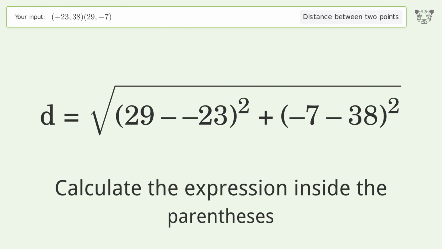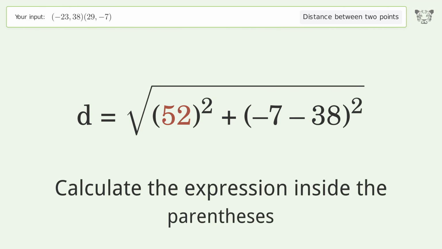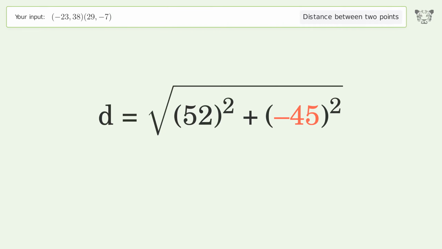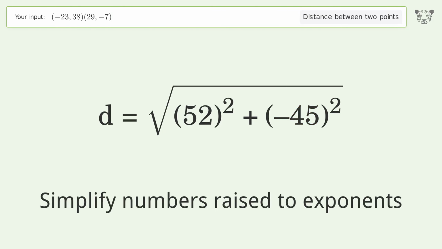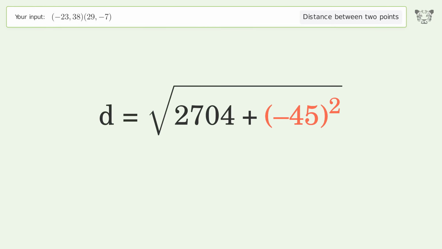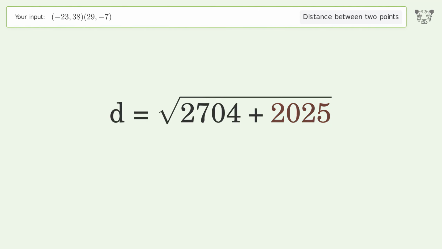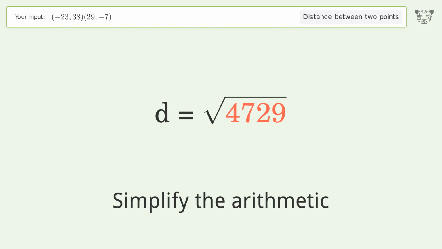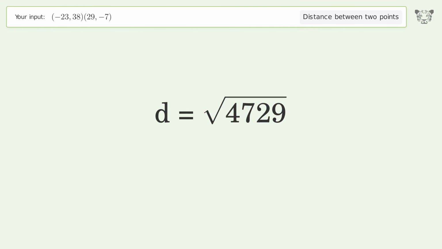Calculate the expression inside the parentheses. Simplify numbers raised to exponents. Simplify the arithmetic. And so the distance between the 2 points is the square root of 4,729, or 68.768.